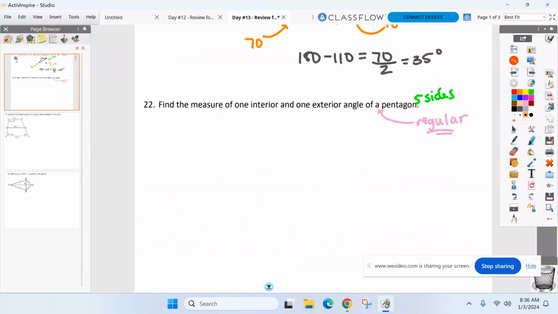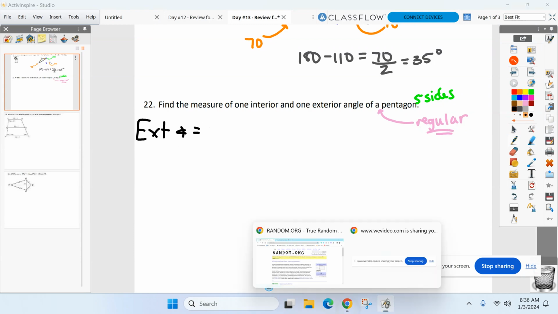Five sides, that's important in the problem because it has five interior angles and it's got five exterior. I just want to know one though. You know what? I'm going to start with the exterior angle. I'm going to start with finding one exterior angle. Why am I going to start with an exterior? I already know something about them.